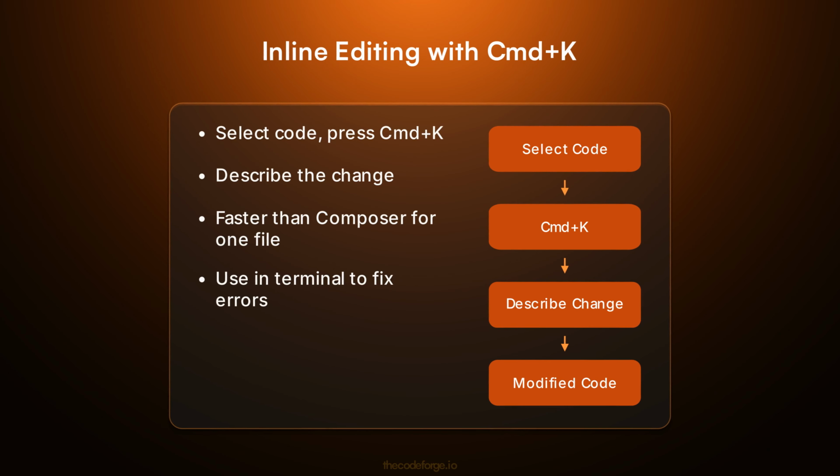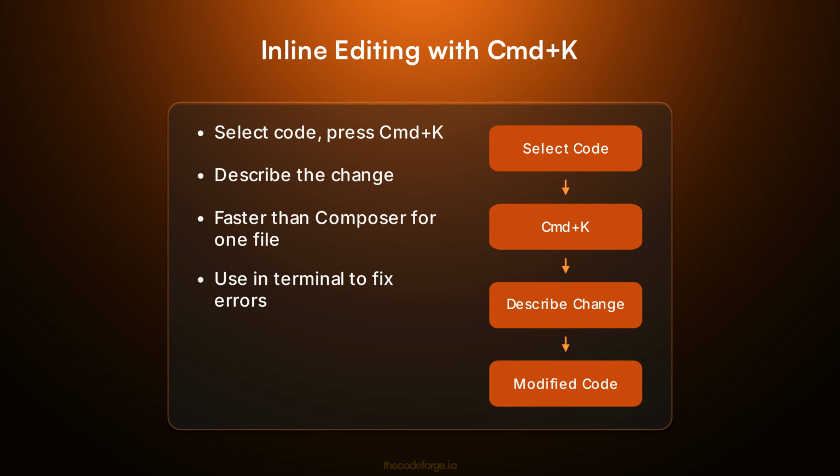Cmd+K is for inline single file edits. Select the minimum code needed, describe the change, and Cursor modifies the selection in place. It's faster than Composer for small, focused changes.